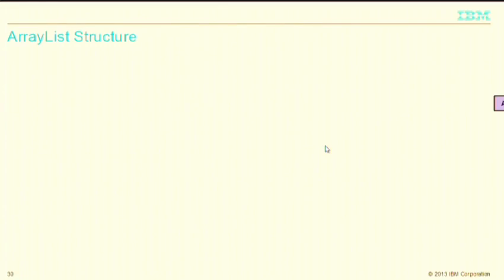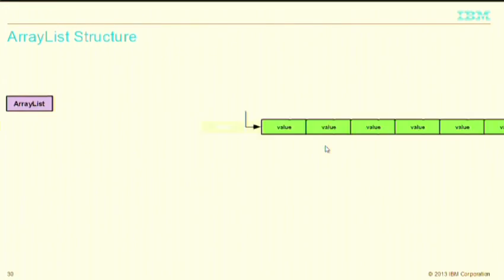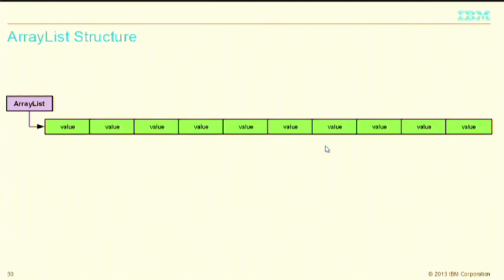And that's because in terms of a structure, it looks like this. You have your array list, and then you just have a huge array of your entries. So there's very little blue to green ratio. So lots of data, not a lot of overhead.